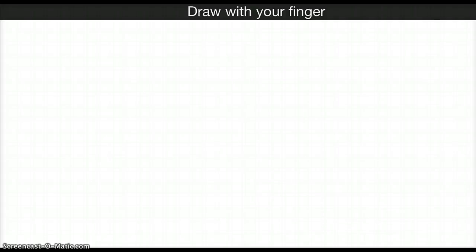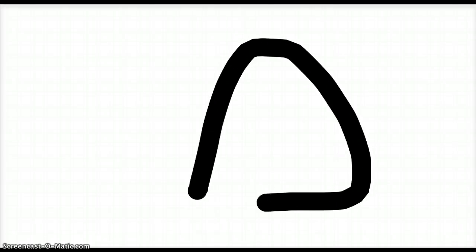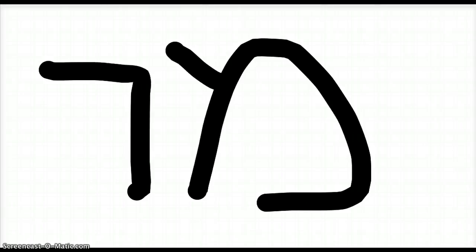Next we have Mem. The way that I draw Mem is I start at the bottom and I go over to the right, up, and around to make like a triangle if you played the triangle in the symphony or something. And then it's got a little ear coming off the side. Okay, that's a Mem. And that's what the Mem looks like if it appears anywhere at the beginning or middle of a word. If it appears at the end, you have the Mem Sofit, and that is just a box.